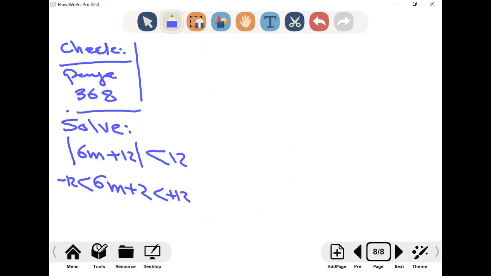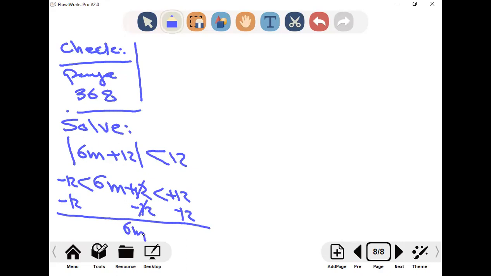Done? Now solve it. Negative 2, negative 2, negative 2. Now, the negative 12 is gone.